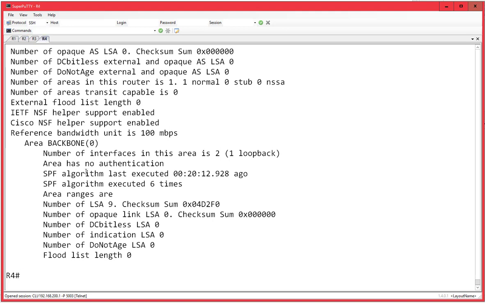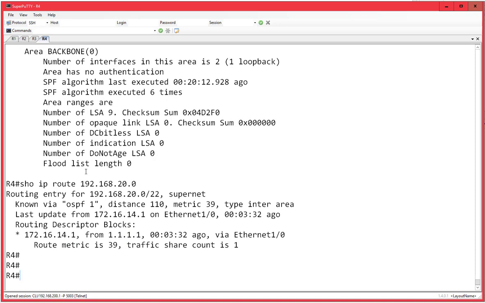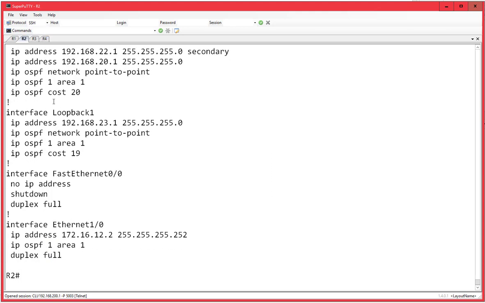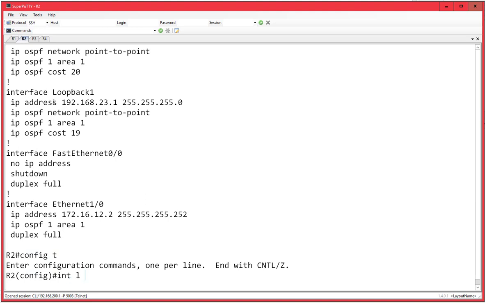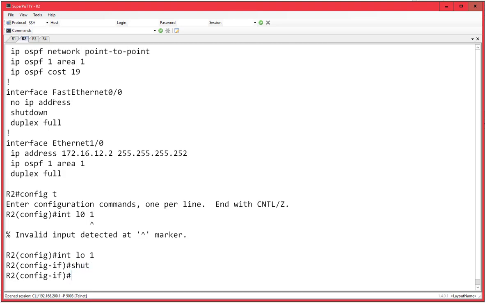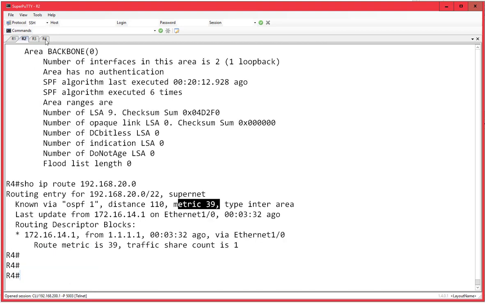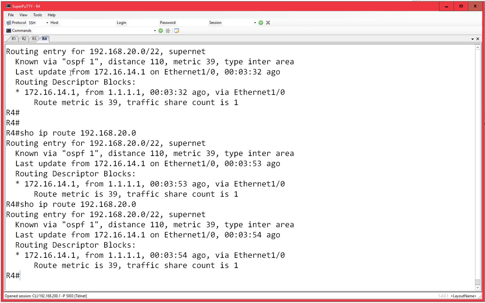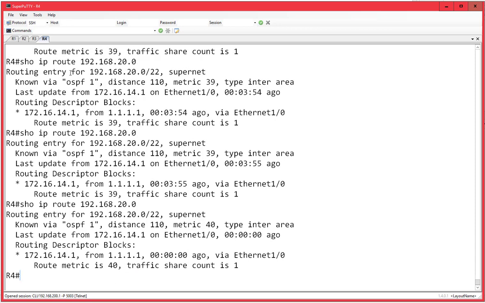So just to confirm, show IP route 192.168.20.0. The metric for this guy is 39, and it is a summary, /22. So I'm going to go into router number 2, config t, interface loopback 1, and I'm going to shut down that interface. Now if I go to router 4, a couple of refreshes here, there we go. The metric changed to 40.